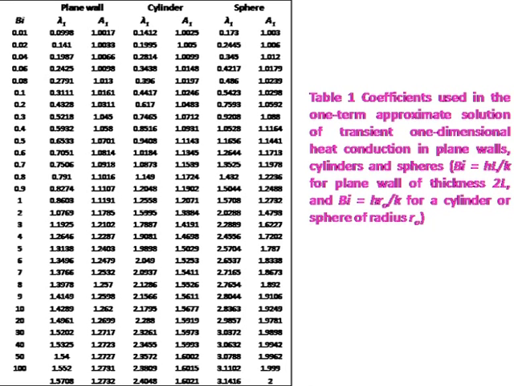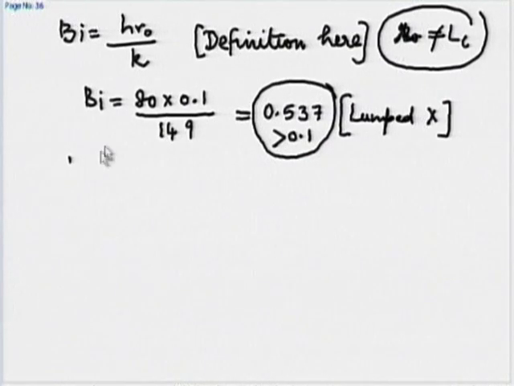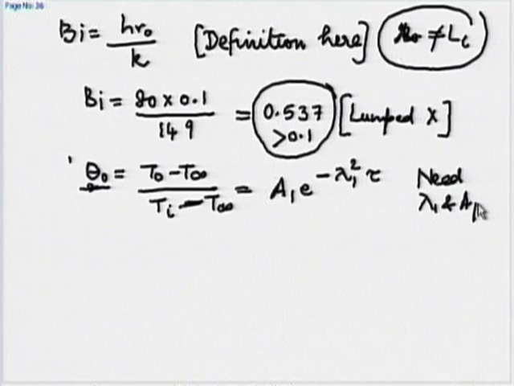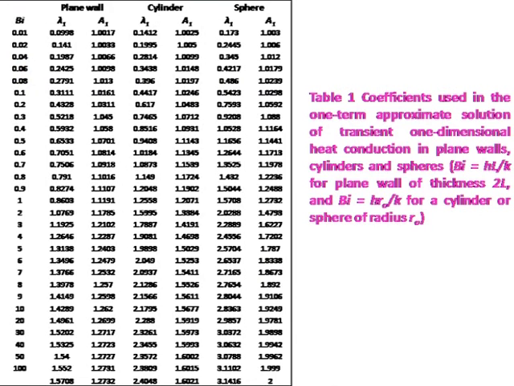What is the solution? First, let us write the solution. Theta naught, that is T naught minus T infinity upon T i minus T infinity, is equal to A1 e to the power of minus lambda 1 squared into tau. Now, we need to find A1 and lambda 1. Where do we get this A1 and lambda 1? We will get this as a function of Biot number. Let us go to the table and get this lambda 1 and A1 from this table.